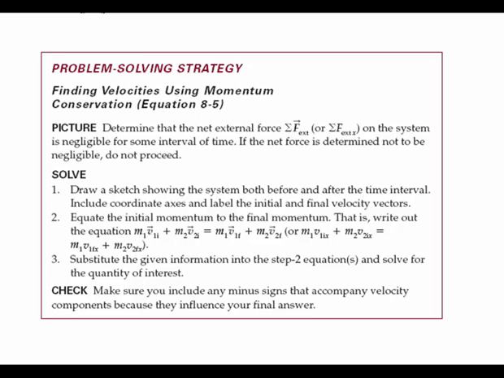The strategy I'm going to recommend when it comes to problem solving is to usually draw a sketch showing the system before and then show it after the time interval. I would include coordinate axes, and I would label the initial and final velocity vectors. Then equate the initial momentum to the final momentum. So you can say that m1 times v1 initial plus m2 times v2 initial, etc., will equal m1 times v1 final plus m2 times v2 final. Now once you have that, we'll be able to substitute back in to find the unknown.